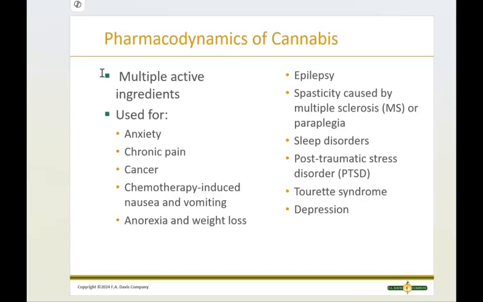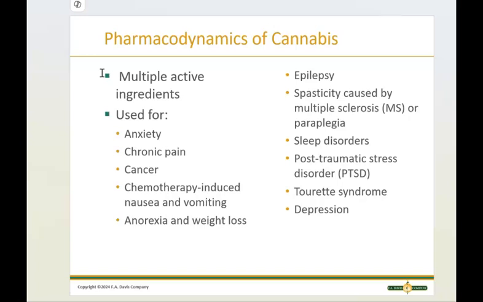Both THC and CBD are highly lipophilic. They want to stick to the fat in our bodies. They are both metabolized by the liver. So if you have liver disease, that can affect the pharmacodynamics of the product, no matter how you're taking it.